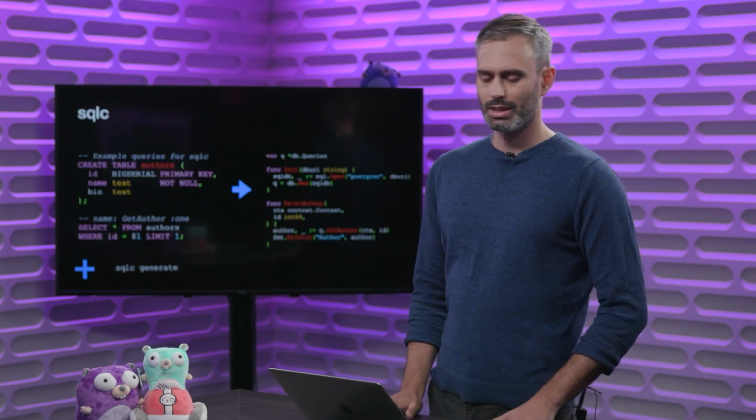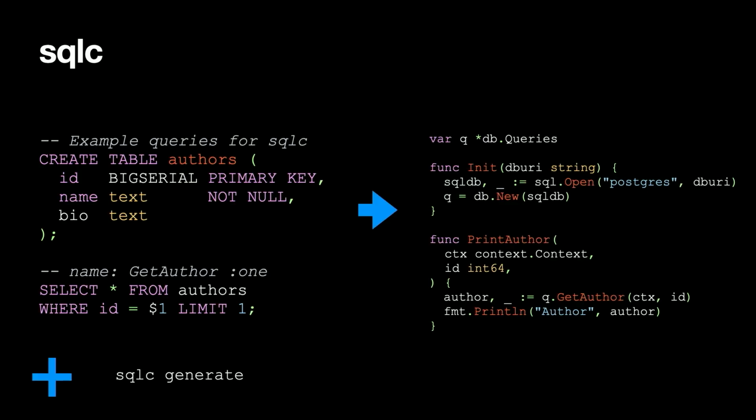Moving on to another tool here. This is the first one that we're going to look at that doesn't take Go code as an input. So the previous tools we've looked at take the Go source code as an input and produce Go source code as output. This tool is a little bit different. This is called SQL-C, one of my favorite code generators. And what it does is it reads SQL code as input and produces Go source code as output.